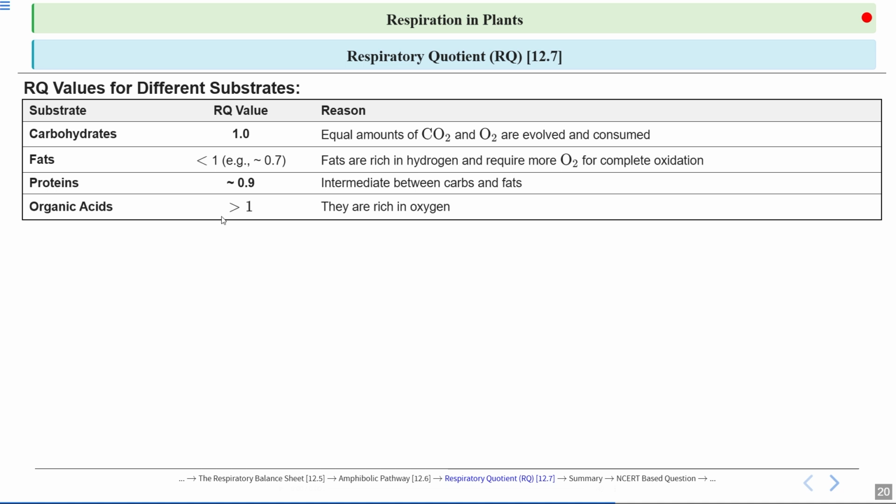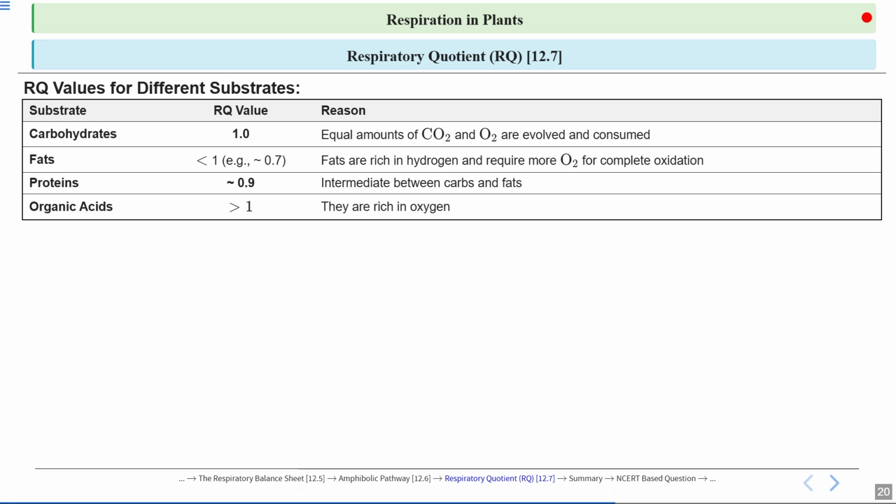If we talk about fats, the RQ value is less than 1. For example, in the case of tripalmitin, we have seen that the ratio was 0.7. Fats are rich in hydrogen, so they require more oxygen for complete oxidation. Because more oxygen is consumed than the carbon dioxide evolved, the ratio is less than 1, which gives us 0.7 in the case of tripalmitin.